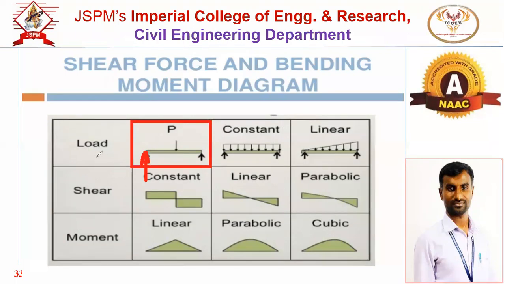Half of loading, because loading is symmetrical, isn't it? Loading is symmetrical. So the reaction will be total load divided by 2 on both the sides. So left end reaction will be P by 2 and the right end reaction is also P by 2. This is for the reactions. Now SFD or the shear force diagram variation, it will be like this.